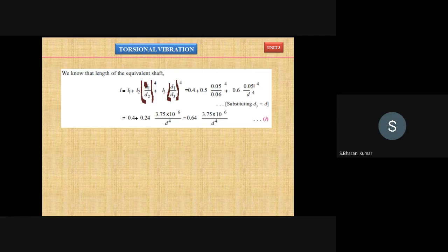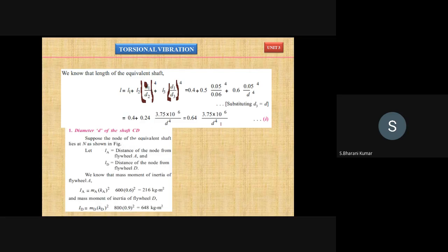That's the thing. So putting together, the L value equal to 3.75 into 10 power 6 d power 4. L equal to 3.75 into 10 power 6 divided by d power 4. This is one equation, hold this equation. Second thing, the same thing will be continuous.